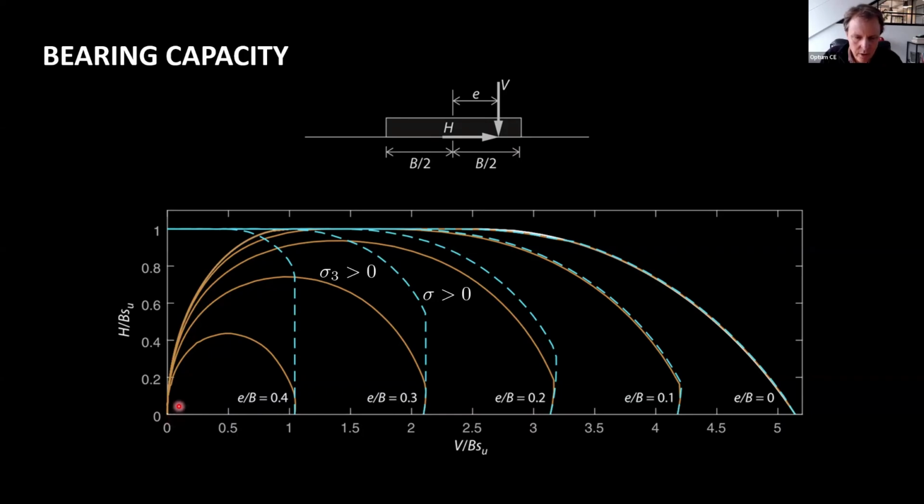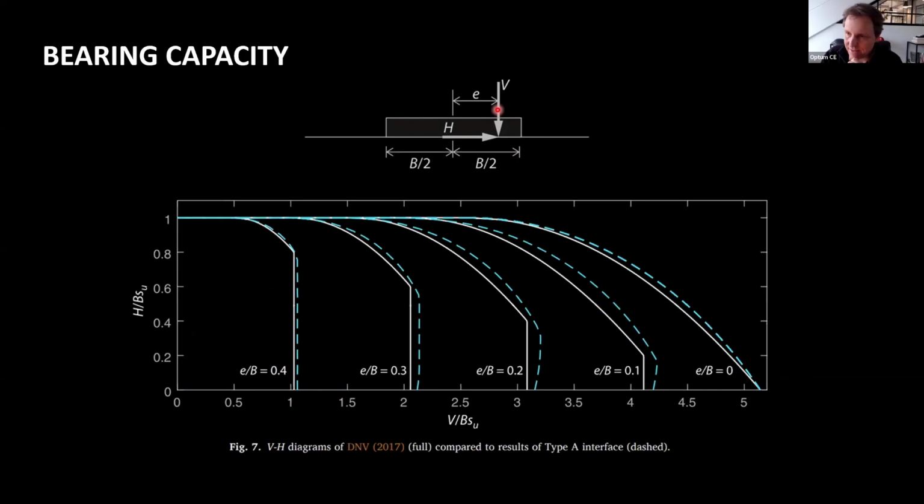you have no horizontal strength unless you have some vertical force. Whereas the other questionable interface runs up like this, so you have the full horizontal capacity regardless of what the vertical force is. So there's a difference there.